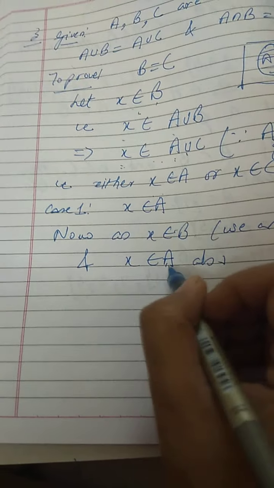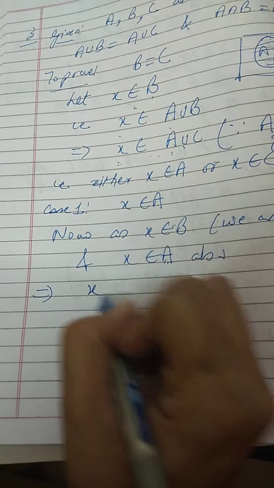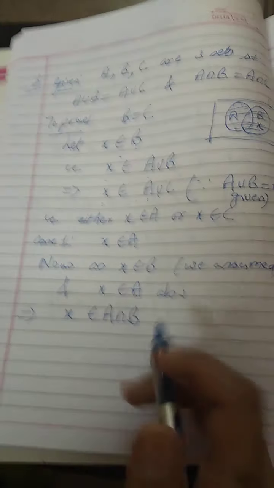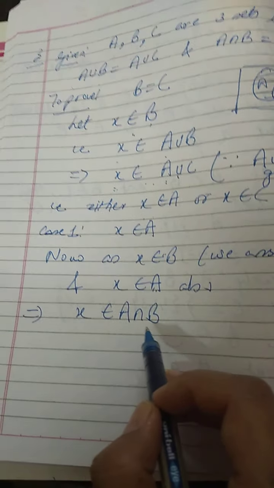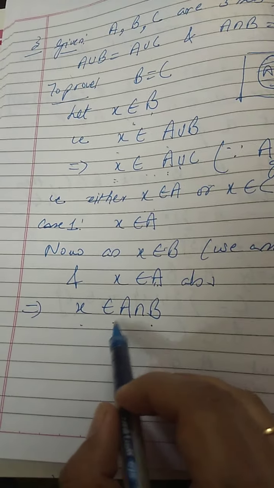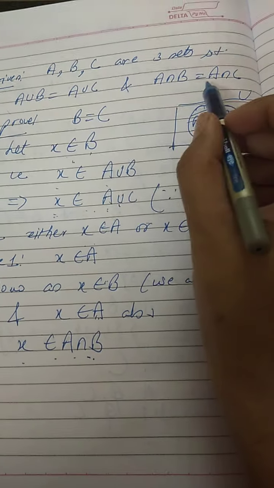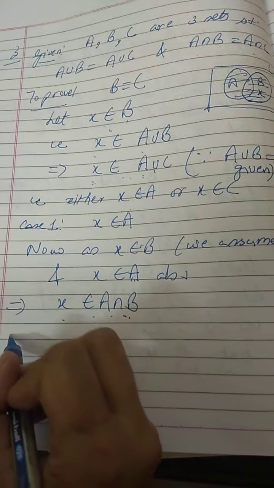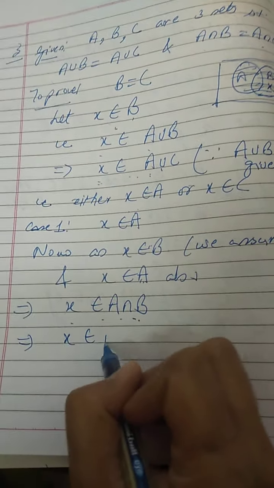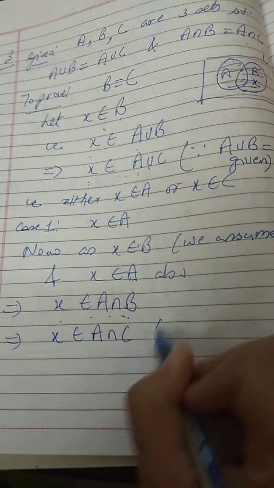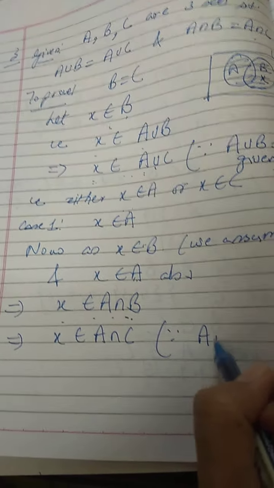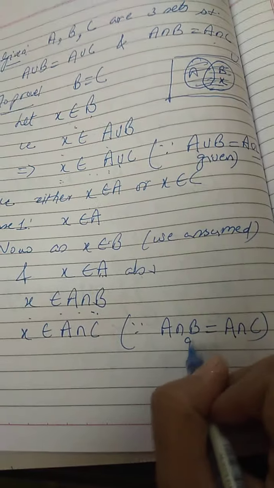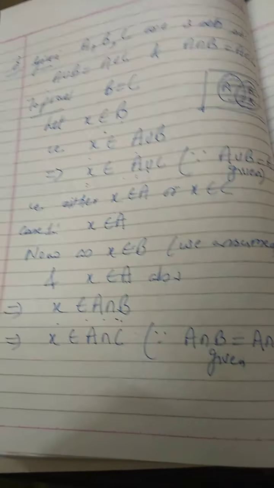If x is belonging to both the sets, what does it mean? x will belong to the intersection, right? It means x will belong to the intersection. If x belongs to A intersection B, and we know A intersection B is given equal to A intersection C, so which further implies that x will belong to A intersection C, because A intersection B is given equal to A intersection C. Once again this thing is given to us.